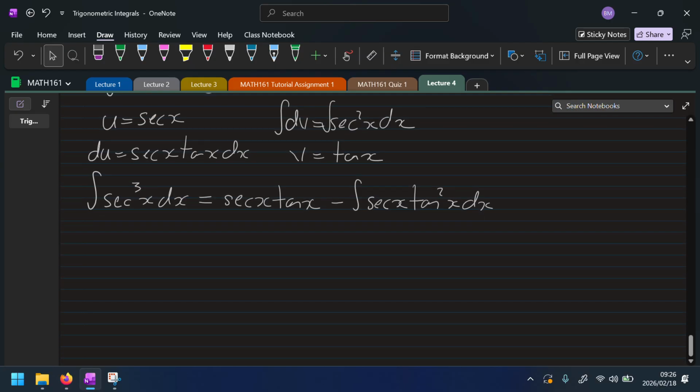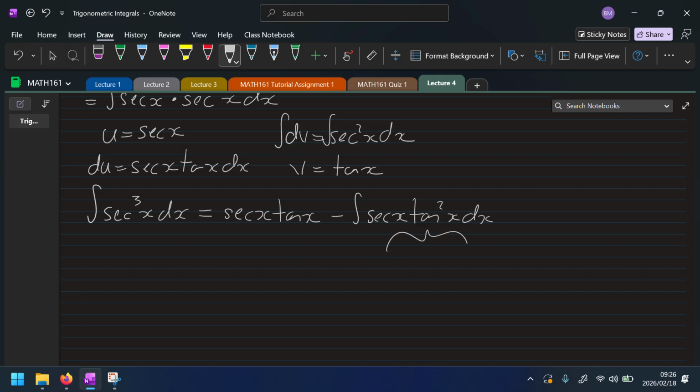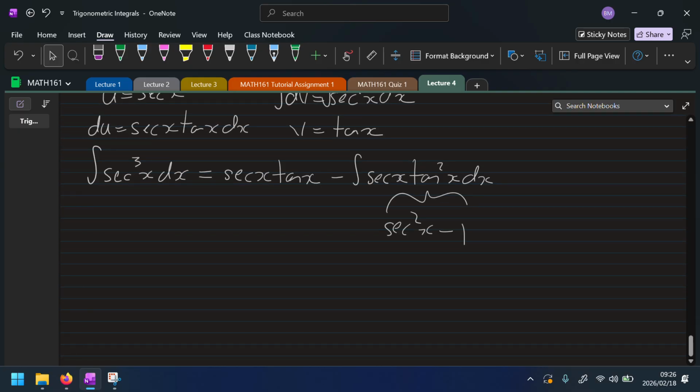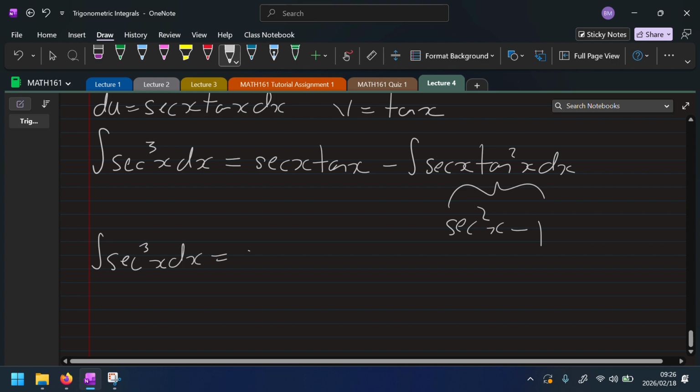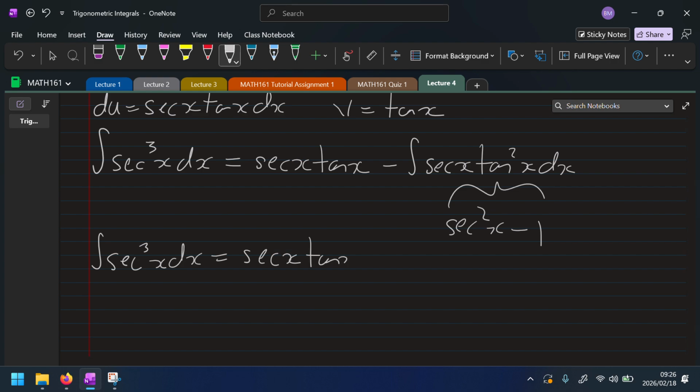Okay, so instead, this tan squared, we're going to write as sec squared x minus 1, using our trig identity. So let's rewrite everything with that substitution. This will be sec x tan x minus the integral of sec x times (sec squared x minus 1). I'll just put in brackets there, that's to replace the tan squared.